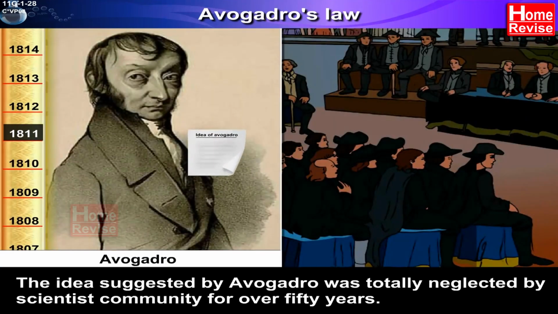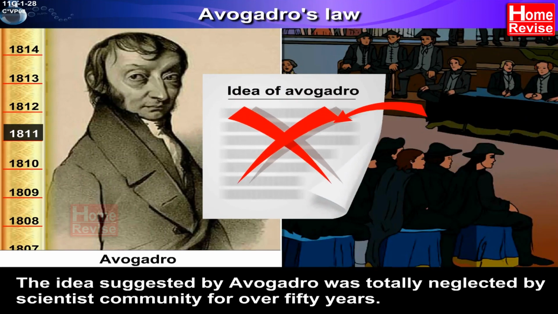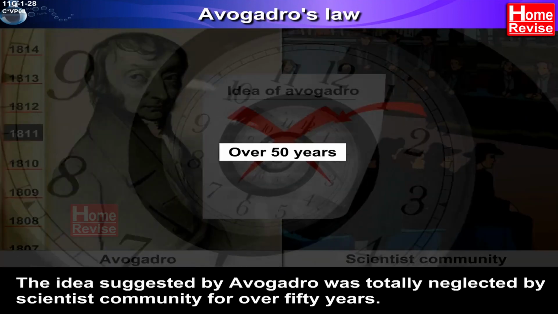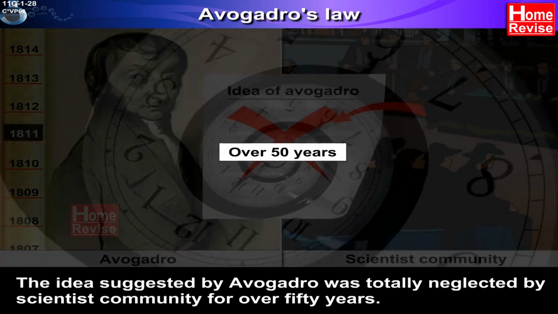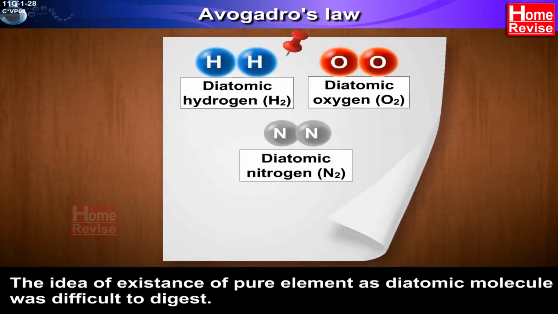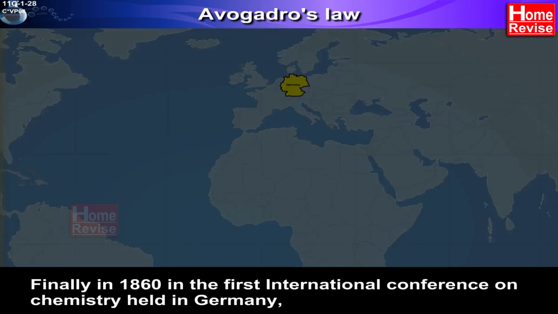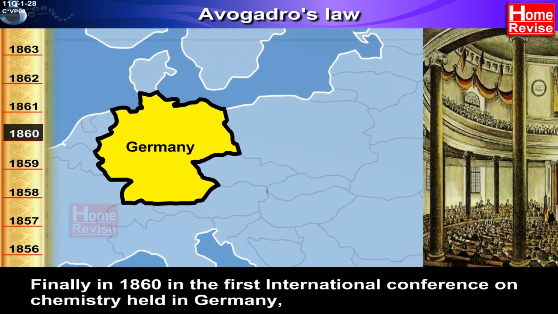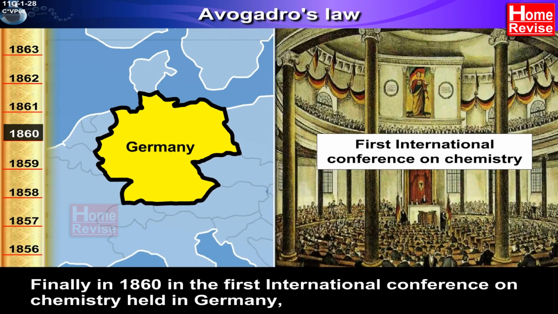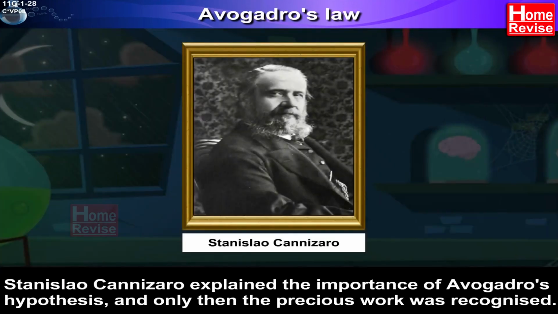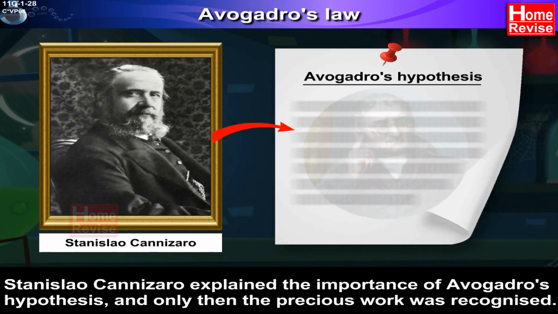The idea suggested by Avogadro was totally neglected by scientist community for over 50 years. The idea of existence of a pure element, as diatomic molecule, was difficult to digest. Finally, in 1860, in the first International Conference on Chemistry, held in Germany, Stanislaw Cannizzaro explained the importance of Avogadro's hypothesis. And only then the precious work was recognized.